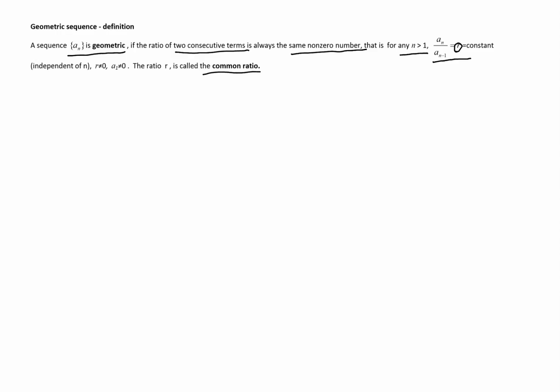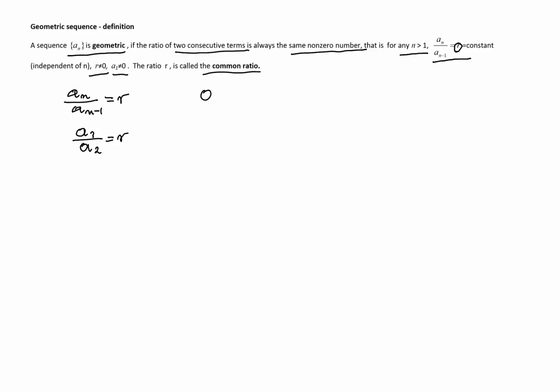We are assuming that the common ratio is not zero and that the first term of the sequence is not zero. So if we have a geometric sequence, then we can write that A sub n over A sub n minus 1 is always R, no matter what value of n we choose. So if we choose n equal 3, for example, then A sub 3 over A sub 2 is going to be R.